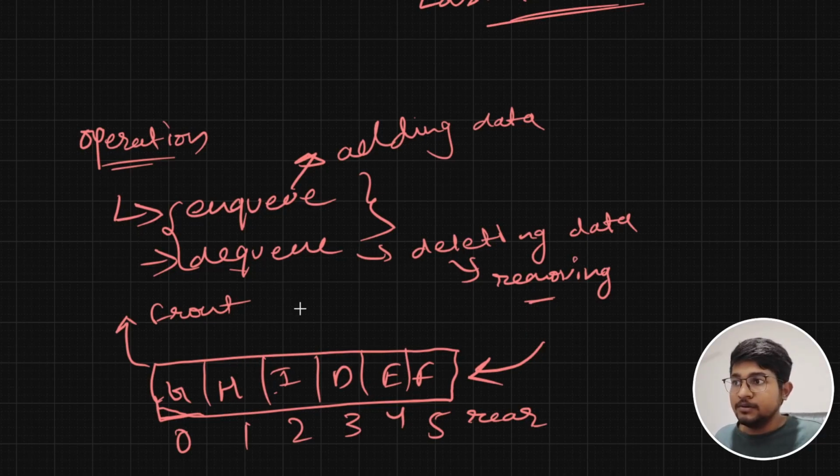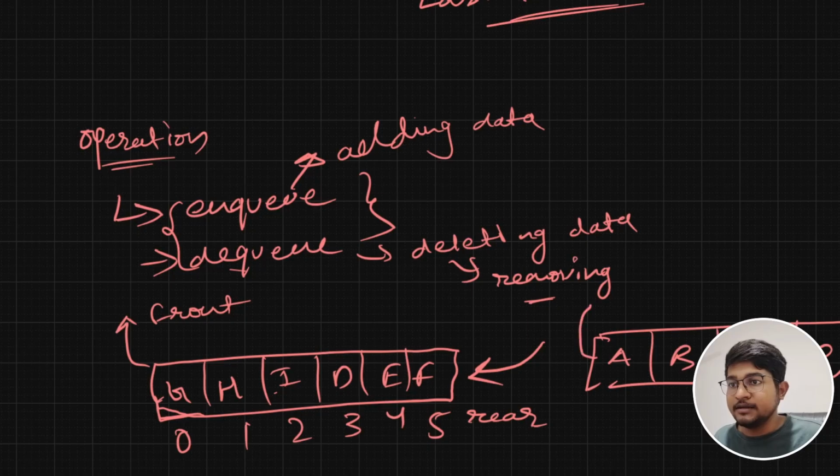Now a simple queue is very simple like this. It will be an array like this. You put the data in this format: a, b, c, d. If you want to dequeue, the data will go out from this place. A will get removed, then b, then c, then d. It's very simple like that. So now we will implement it.